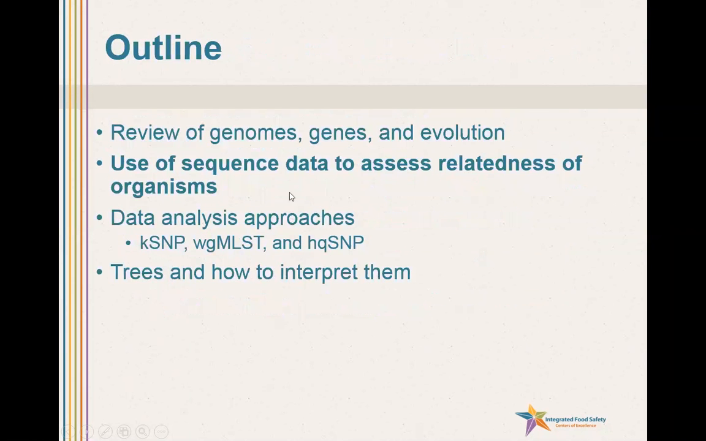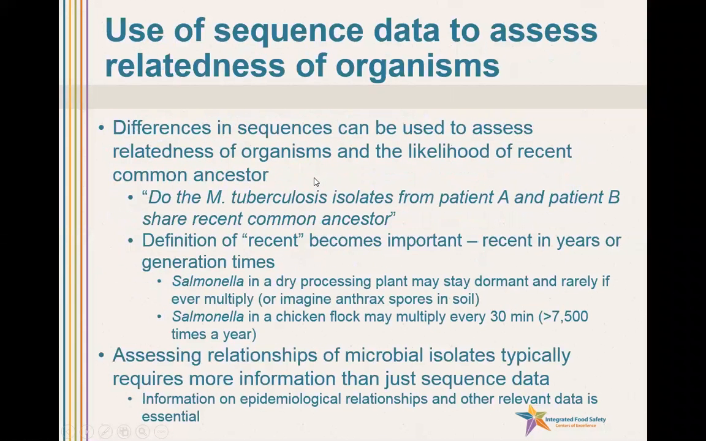So how do we apply this information as we try to assess the relatedness of organisms? These differences in sequences, which can occur by different mechanisms, can be used to assess the relatedness of organisms and the likelihood that 2 bacteria, or 2 other organisms, 2 viruses, 2 fungi, share a recent common ancestor. That's what we typically do when we analyze these data. So we ask questions like, do the Mycobacterium tuberculosis isolates from patient A and patient B share a recent common ancestor, so that we can look at both genetic data, whole genome sequence data, and epidemiological data.